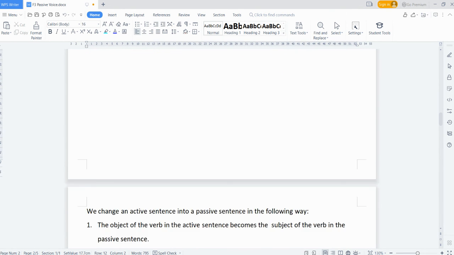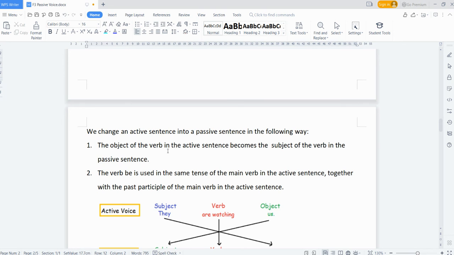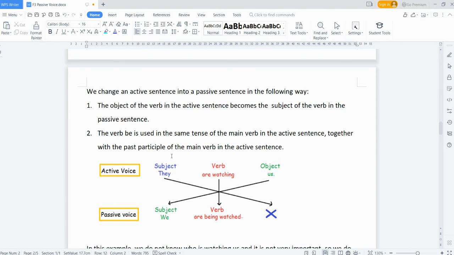Okay, next we look at nine. This one, we change an active sentence into a passive sentence in the following way. Macam mana nak tukar ayat aktif kepada ayat pasif? The object in the active sentence, for example ayat ni, they are watching us. Object ni becomes the subject of the verb in the passive sentence. Bila kita tukar jadi passive, objek ni akan jadi subjek. Dia akan pergi depan. The verb is used in the same tense. Verb ni pula tense dia sama.